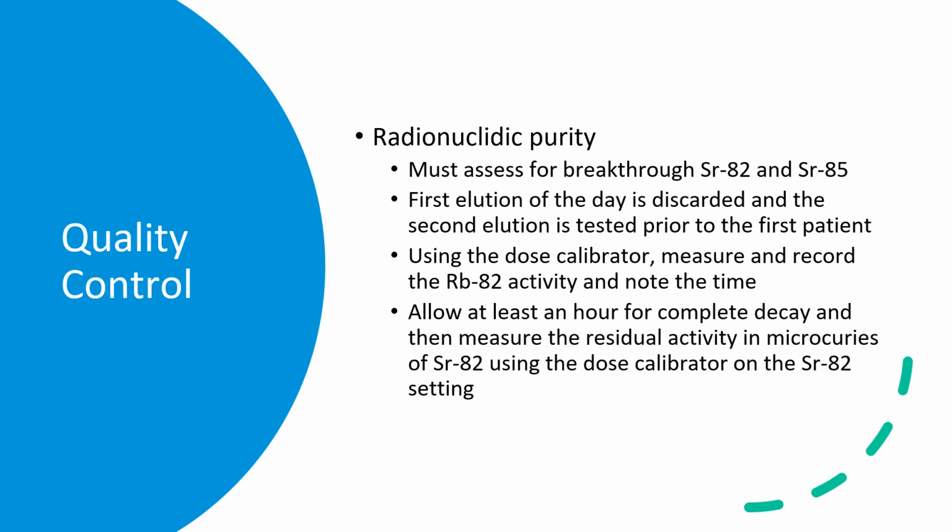Allow at least 1 hour to complete decay and then measure the residual activity in microcuries of strontium-82 using the dose calibrator and the strontium-82 setting. Modern systems do allow you to do that within just a couple of minutes by timing it and looking at how much of the rubidium has decayed.